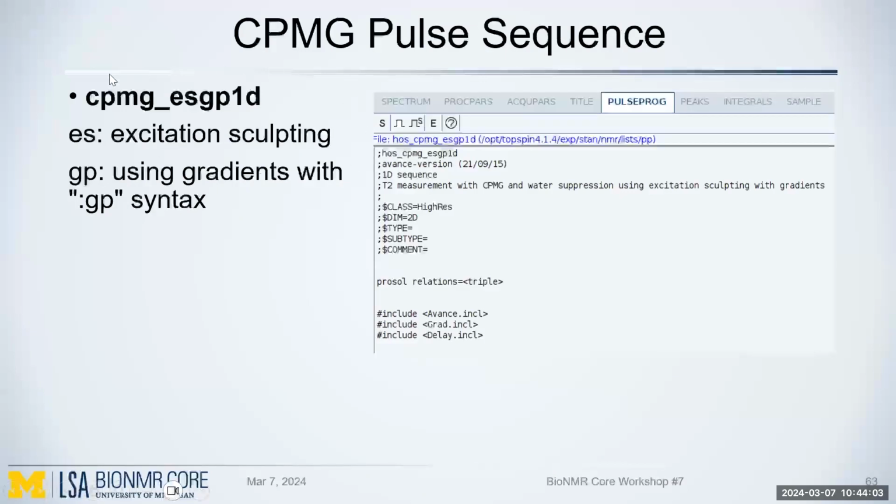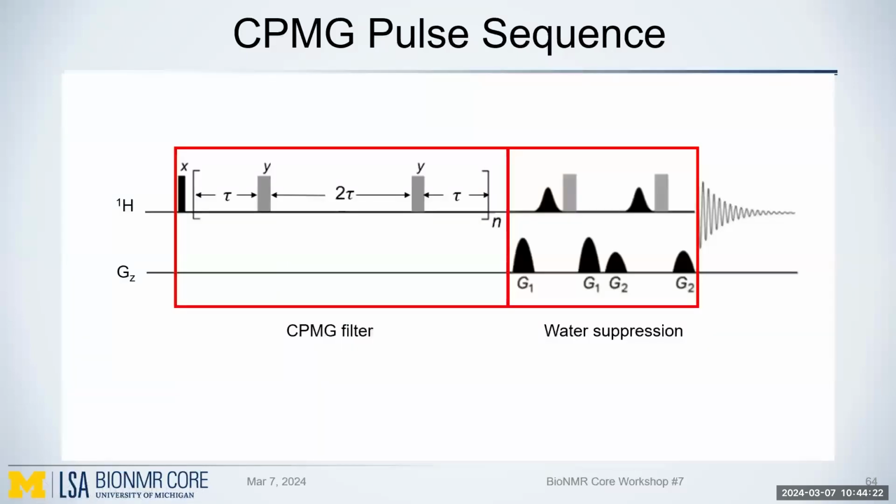This CPMG parameter set uses the pulse sequence CPMG underscore ESGP1D. ES stands for excitation sculpting for water suppression, and 1D just means it's a 1D experiment. And then we'll look at the pulse sequence.